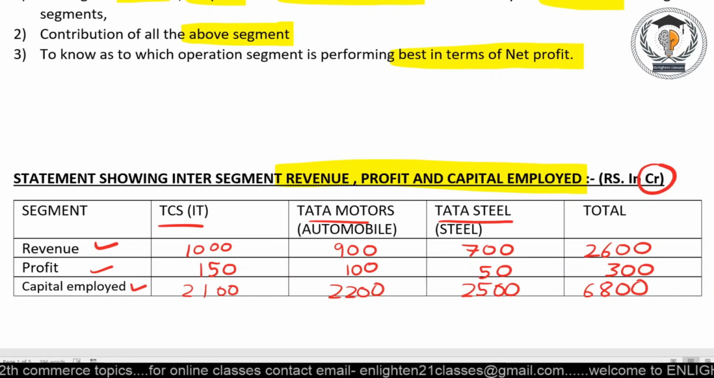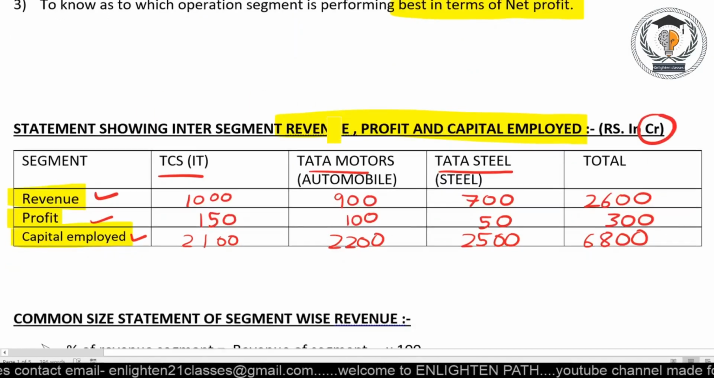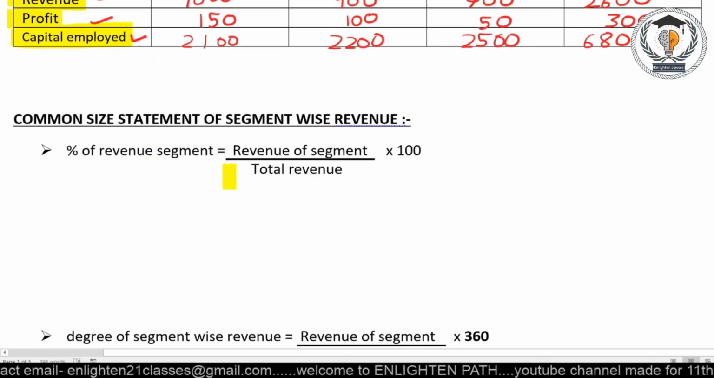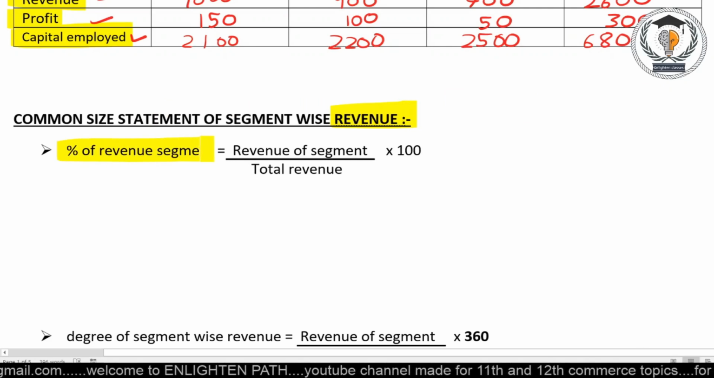Now here we have to make a common size statement for the revenue, then we will make for the common size statement for the profit, and then we will make for the capital employed. So our next topic is common size statement of segment wise revenue. So we have to find for the revenue. So now from the above data we have to find the percentage of revenue segment.